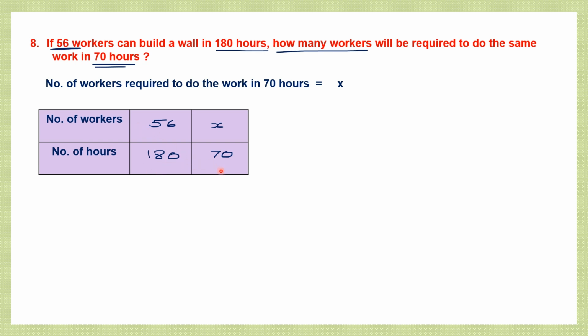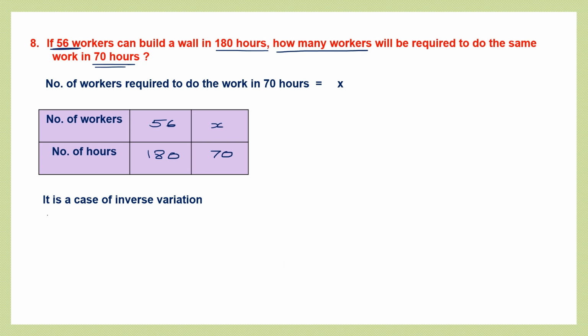Now we have reduced the number of hours. That means we need many more workers, isn't it? Because they need to quickly finish the work in 70 hours. So here, when the hours have decreased from 180 to 70, the number of workers is increasing. From 56, it has to increase because we need more workers to complete the work within 70 hours. So this is a case of inverse variation.